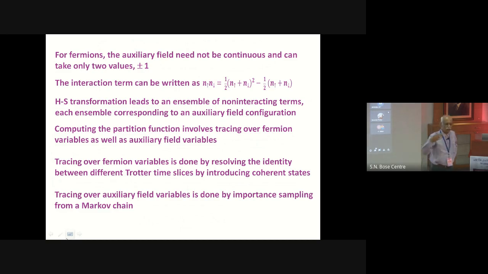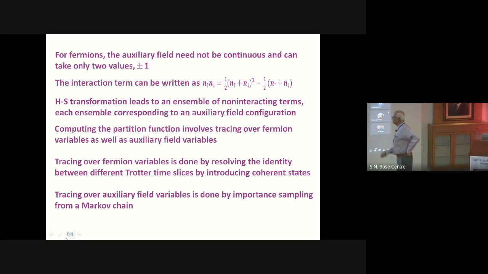There is integration over the fermion variables, and then integration over the auxiliary field variables, which in this case is not an integration but actually a summation, because each auxiliary variable only has two values, and corresponding to every interaction term you have one auxiliary variable.